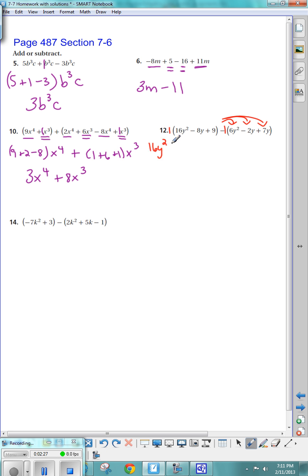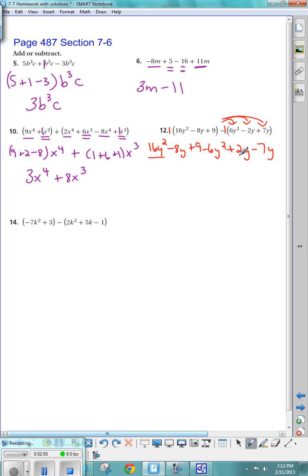So I'm going to actually have 16y squared minus 8y plus 9. Then I'm going to do negative 1 times 6y squared, which is negative 6y squared. Negative 1 times negative 2y is a positive 2y. And negative 1 times 7y is a negative 7y. And then I have like terms.